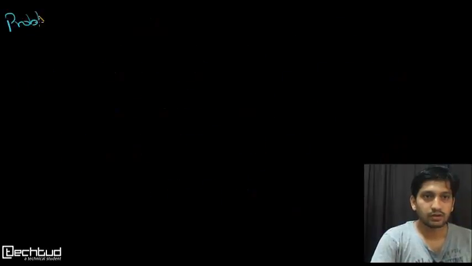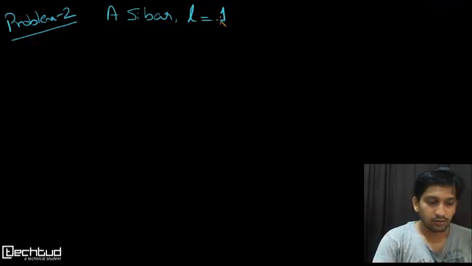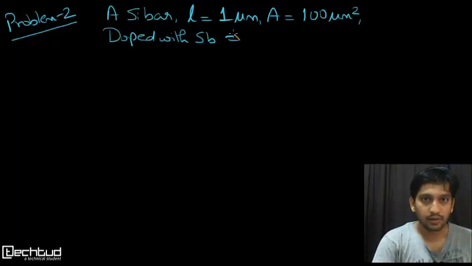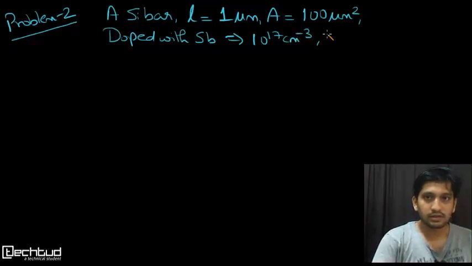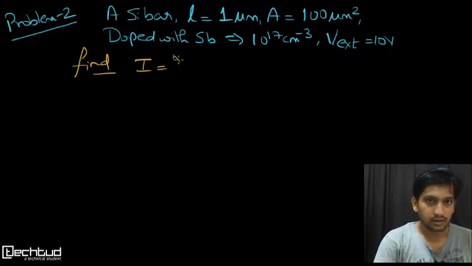Problem number 2 for this session is: you have been given a silicon bar whose length is 1 micrometer, cross section area is 100 micrometer square. It is doped with antimony, and the doping is 10 to the power of 17 per centimeter cube. The voltage externally applied is 10 volts. Now you have been asked to find I, that is the current, and to calculate the drift velocity.